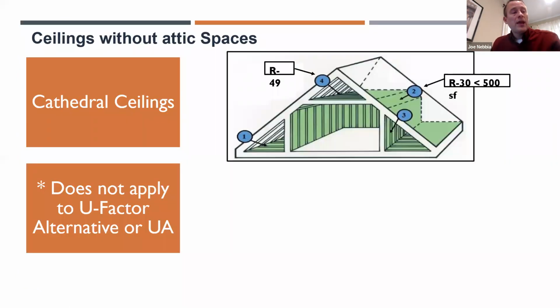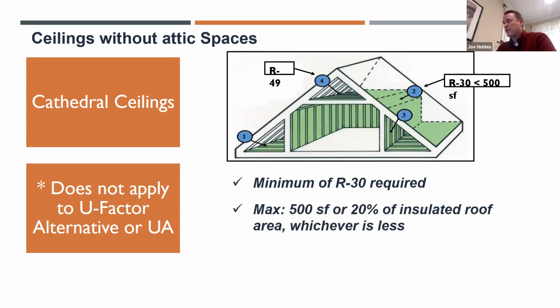One other area where we have some flexibility is attics without ceilings, without attic spaces, excuse me. This applies to only part of the ceiling, but you can go down to an R30. So in this case, I'm giving an example of climate zone 3, but I could go down to an R30 and in that space without an attic, that's the insulation requirement I have. I can't do it for the full roof. It's 500 square feet or 20% of roof area, whichever is less.